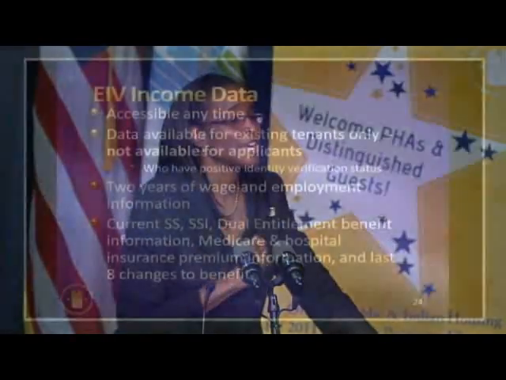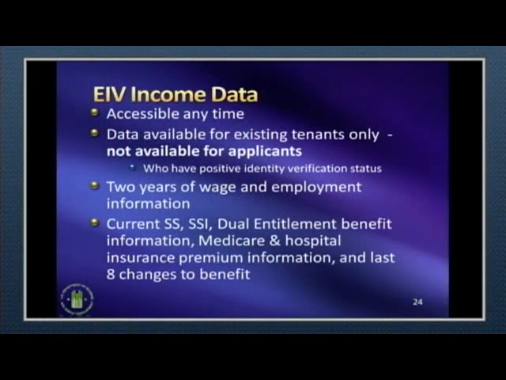Okay, please note, as I mentioned earlier, EIV information is not available for applicants in the context of income information. The system will typically provide you with 2 years of wage and employment information, current SS and SSI benefits along with dual entitlement, and the last 8 changes to the benefits. And I'm going to show you screenshots of what this information looks like and provide you with information on these particular income components within EIV.